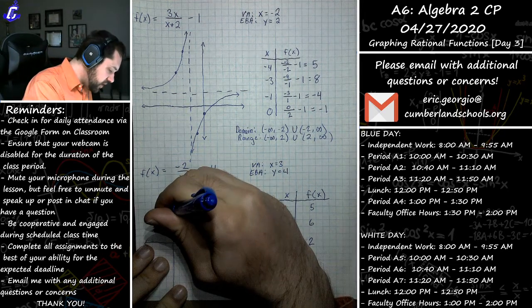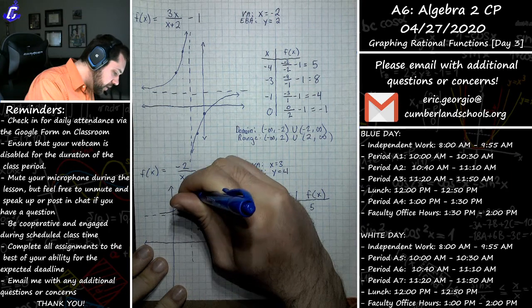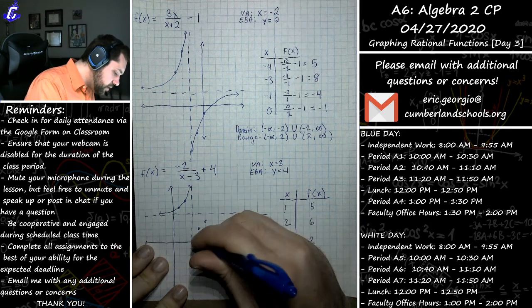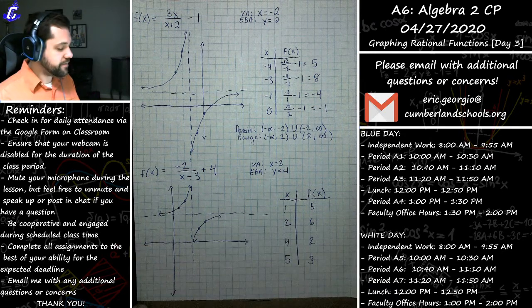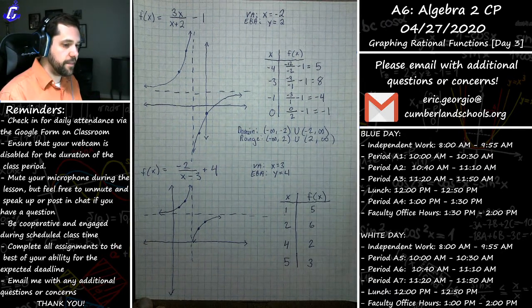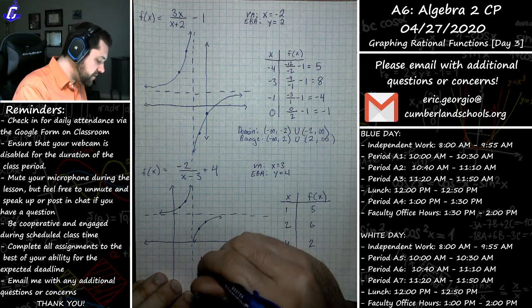So I'm going to go ahead and draw my curves. Approaching, but not touching the asymptotes. And that's what our function would look like. Okay? Domain and range are the last two things we need to do.